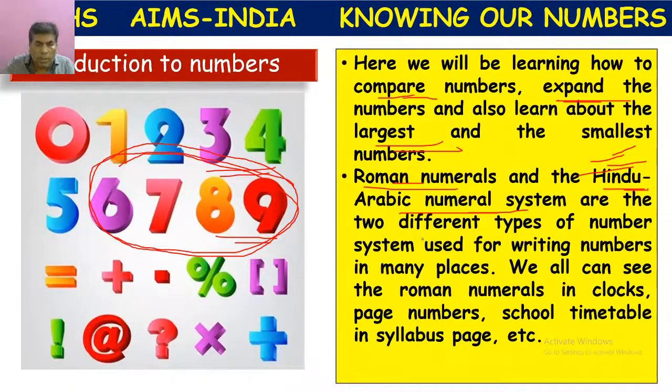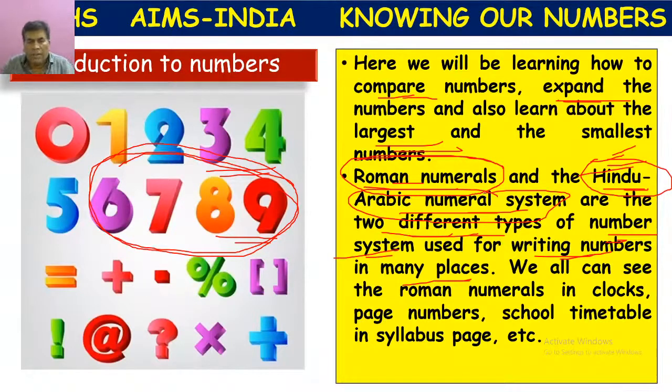Actually, these are two different types of number systems used for writing numbers in many places. For representing numbers, we have some number systems. What are they? One is the Roman numeral system. The second one is the Hindu-Arabic numeral system. With these two systems, we can represent different types of numbers.